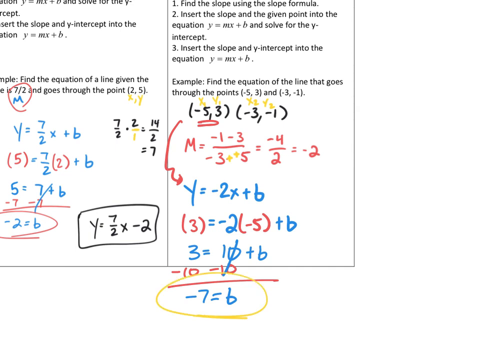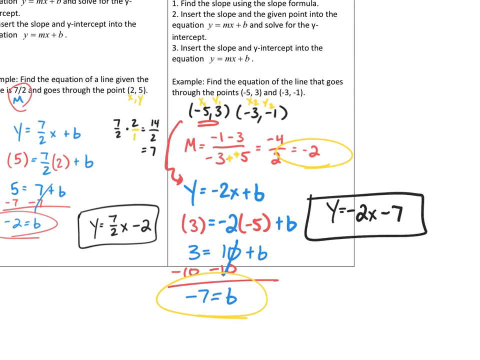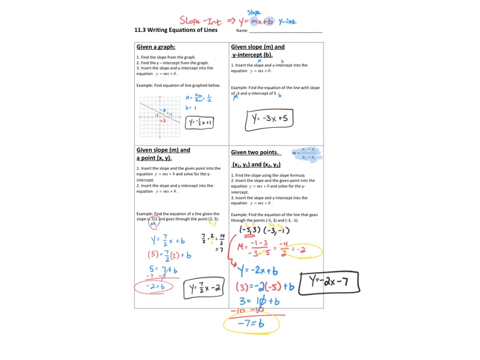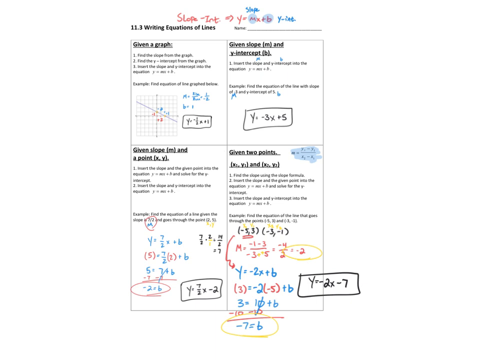So now you have your b value, and you have your slope that you solved for earlier. So all you have to do here is take those and plug them in. Y is equal to -2x minus 7. Questions on any of those?